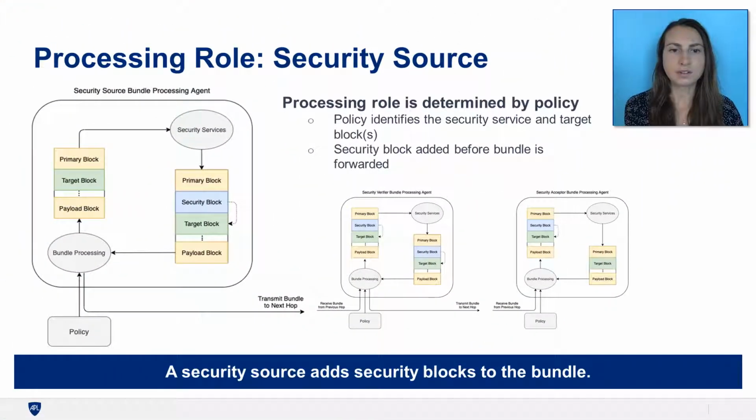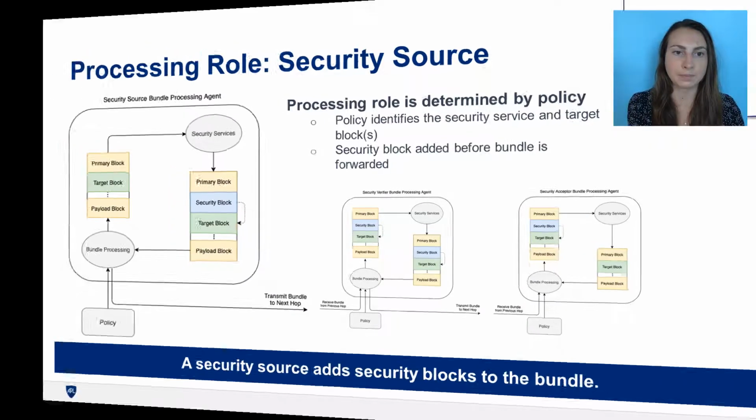The processing role of any BP node is determined by policy. As you can see in the diagram here, the policy input is provided to the bundle processing portion of this bundle processing agent, which allows it to identify itself as a security source, meaning that it's responsible for adding a security block to the bundle. The bundle is passed to the security services portion of the BPA, which uses policy to identify the target block and what security service has to be added to the bundle.